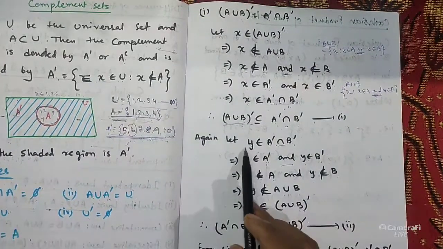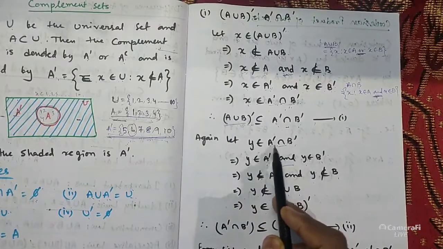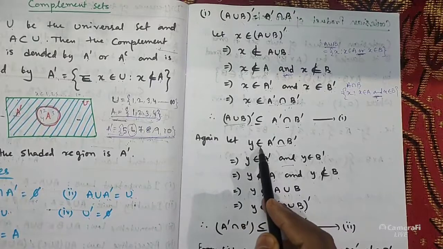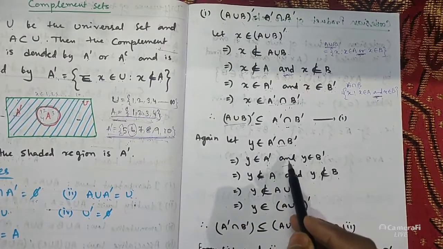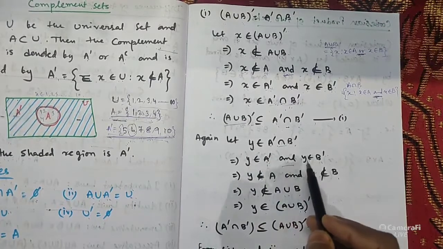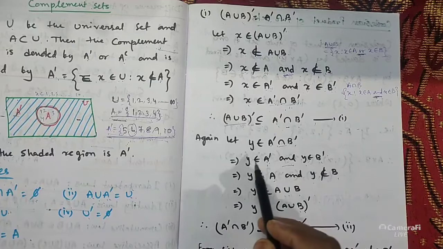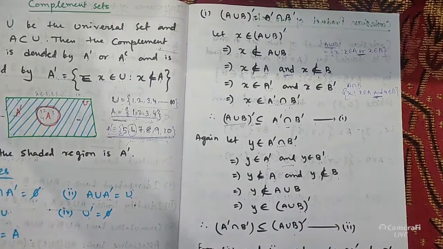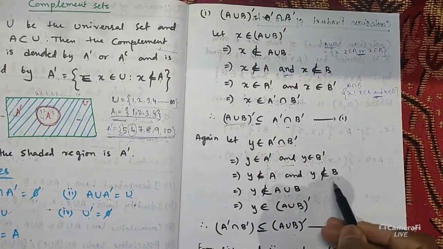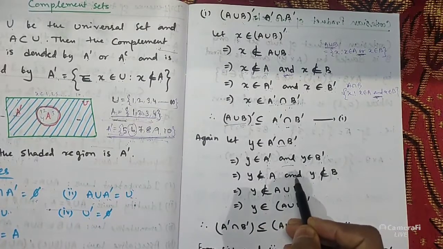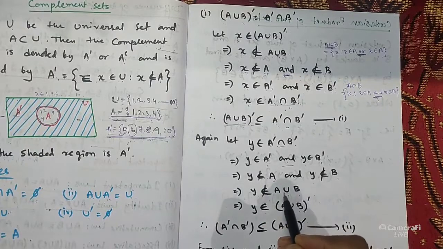So here in the next one we have taken y belongs to A complement intersection B complement. That means see, belongs to is there, intersection is there. That means we have to take and. So y belongs to A complement and y belongs to B complement. Now if y belongs to A complement, that means y does not belong to A. So y does not belong to A and y does not belong to B. Now see, does not belong to is there and and is there. So it will be union definitely.